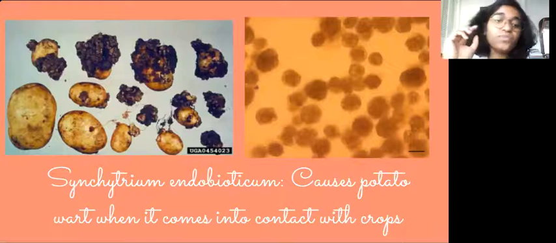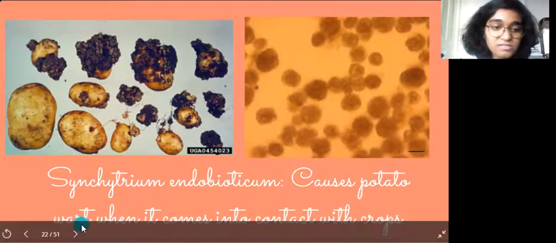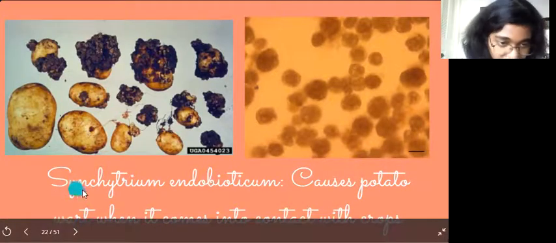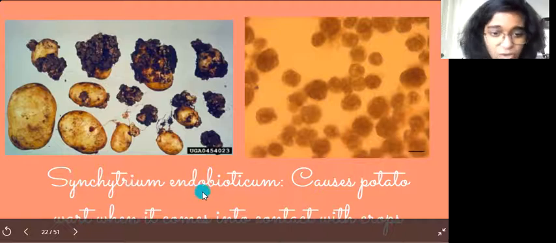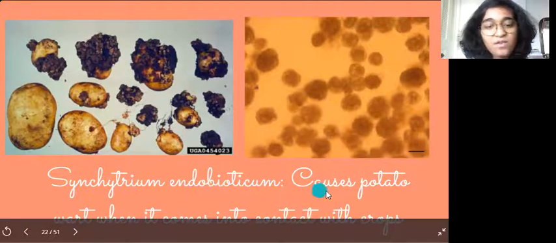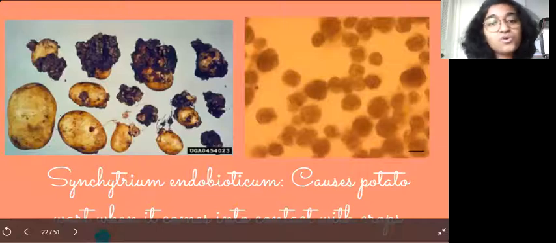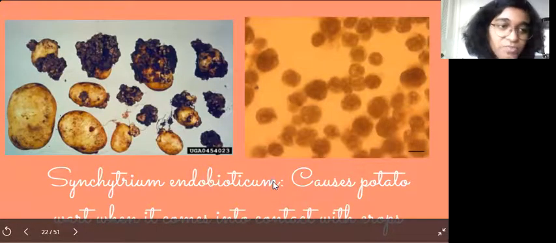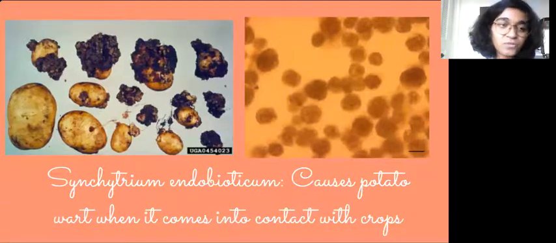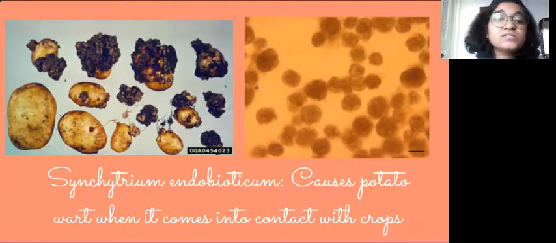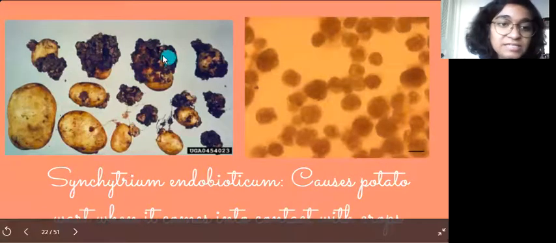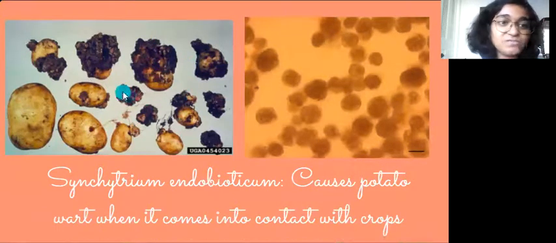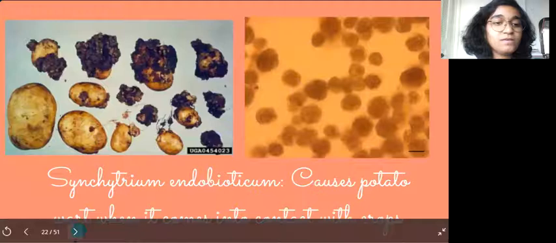This causes the Synchytrium endobioticum, which causes the potato wart when it comes in contact with the crops. So this fungus is present in water. So when it comes in contact with the potatoes in the crops, it causes the potatoes to degrade and become something else which is not at all edible.